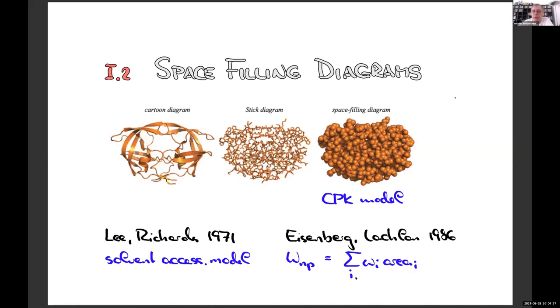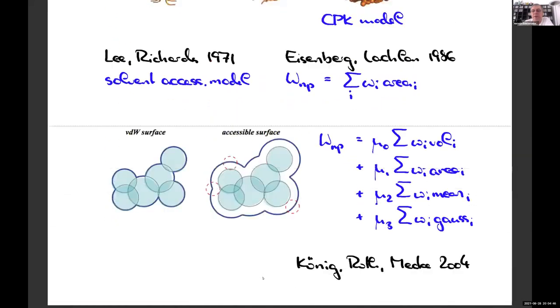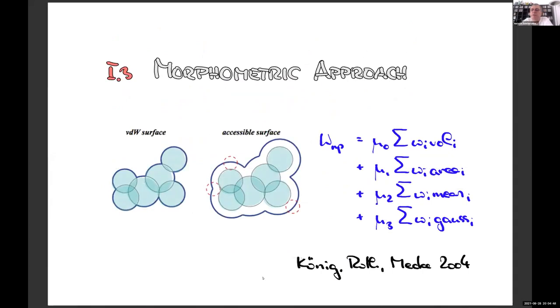So I have an index i running here. This is for all the atoms. So the i-th atom contributes an area A_i to the surface, and there's a weight depending on maybe a hydrophobicity factor. But right from the beginning, there were some voices which said, well, maybe it's not just area, maybe it's also volume. So there were some indications that for particular small molecules, the volume is more important than the area.